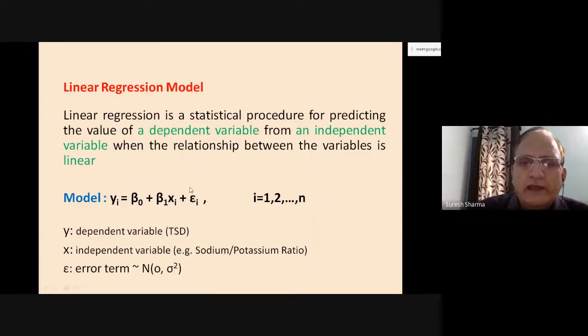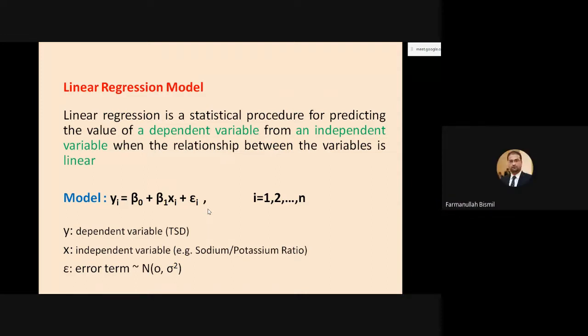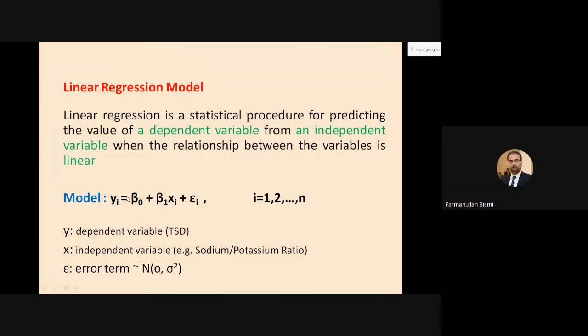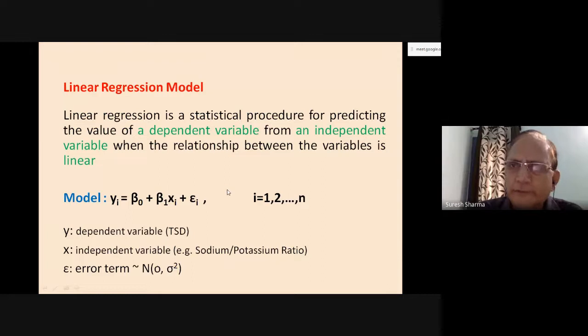Now, what will be the value of epsilon i from here? Your epsilon i will be, you take all the factors on the other side, then it will be yi minus beta naught minus beta 1 xi. That will give you epsilon i. Is that okay? So if I want to compute epsilon i from here, how will I compute? yi minus beta naught minus beta 1 xi. Right? Now you will get epsilon i.